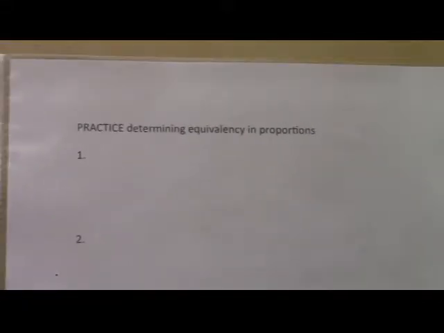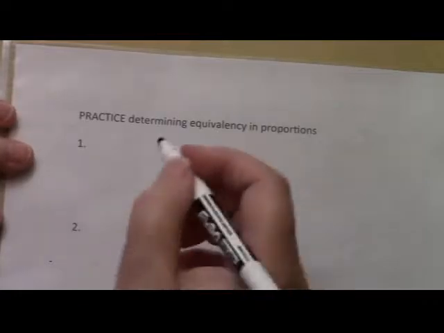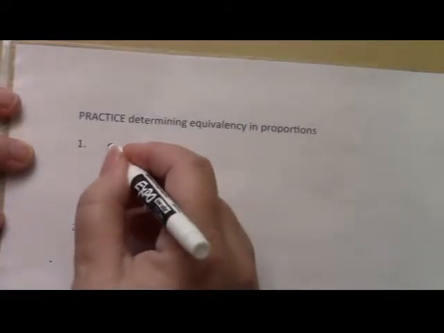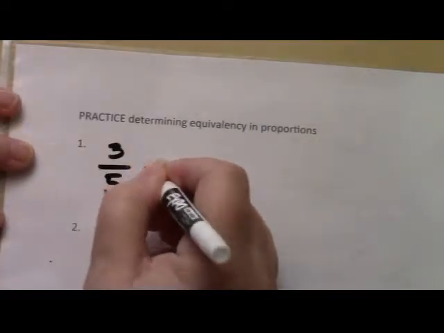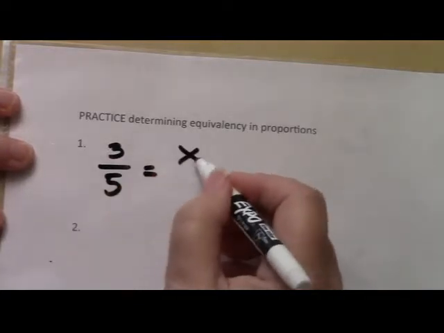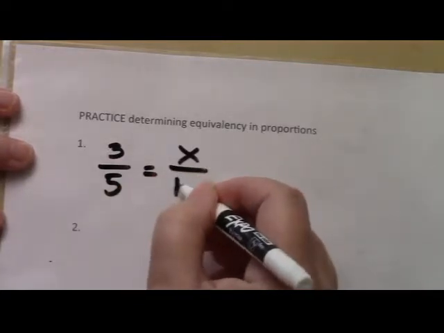Let's take a look at the next page for a little more practice in determining equivalency in proportions. Equivalency in proportions. This is where we've been given, what if we've been given 3/5 is to something over 15?